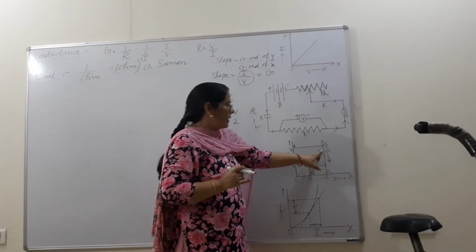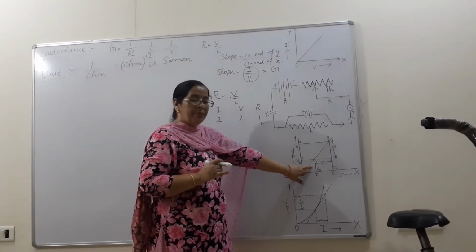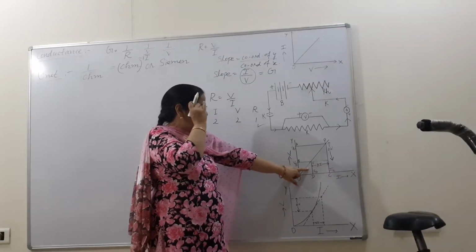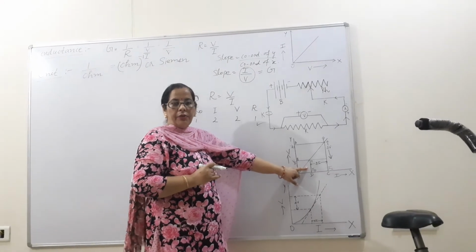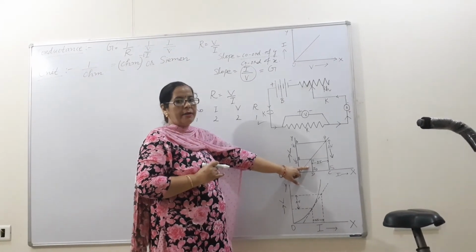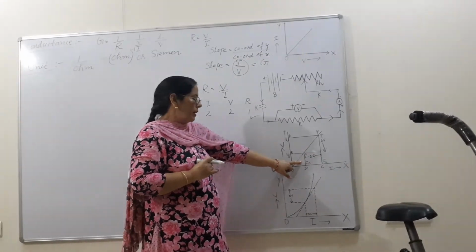And you will notice that it will be a straight line, but that will be for ohmic conductors or ohmic resistors. All the metals like silver, aluminium, copper, they are good ohmic resistors or ohmic conductors.